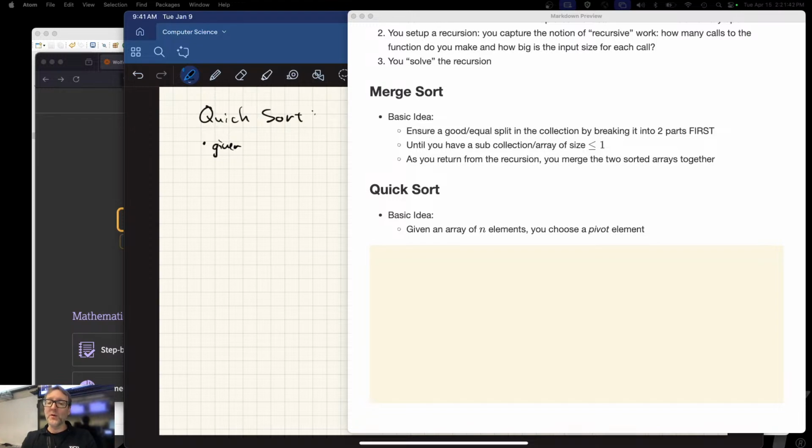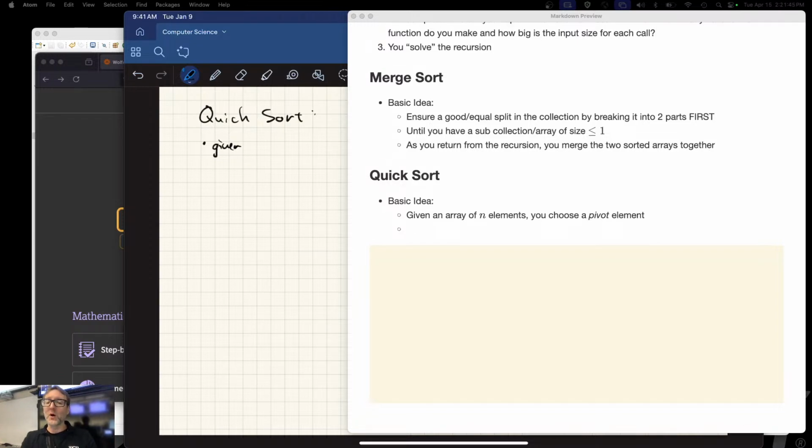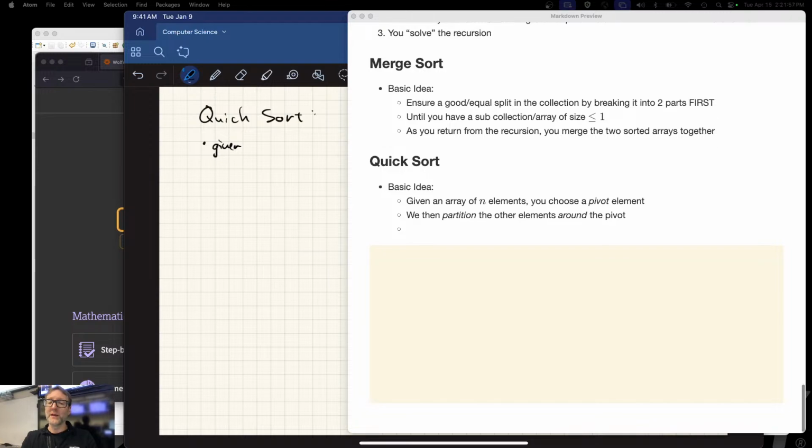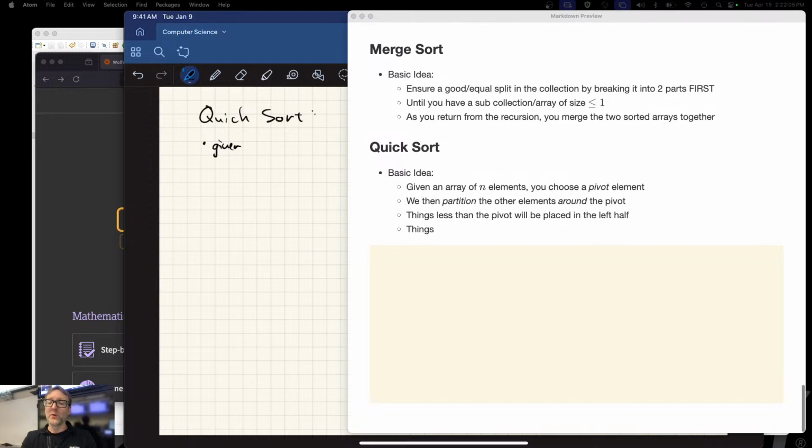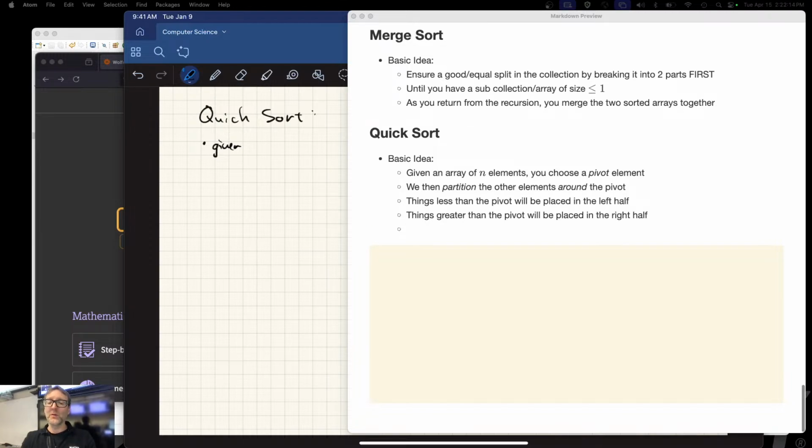So with our pivot element, what we're going to do is partition the other elements around the pivot. That is, things less than the pivot will be placed in the left half. Things greater than the pivot will be placed in the right half. And then what we do is we recurse on each partition, left and right. Let me just go ahead and show you an example.